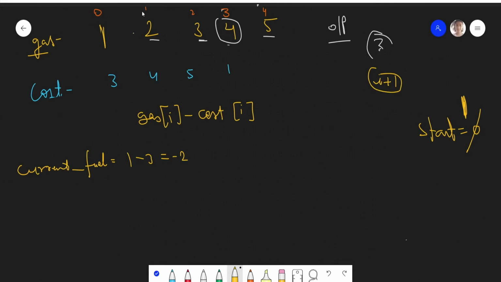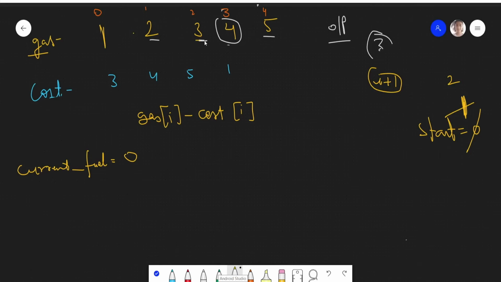So we will start from one station, and we will also make current fuel 0 again, because we are again starting from this one station, because it's not possible from 0. So we start from one station, and what we do is we add 2, because we are filling the tank, but we have to spend 4. So this is again negative, which means we cannot start from this. So let's assume we can start from the next index, and current fuel will become 0. Let's again initialize it to 0.